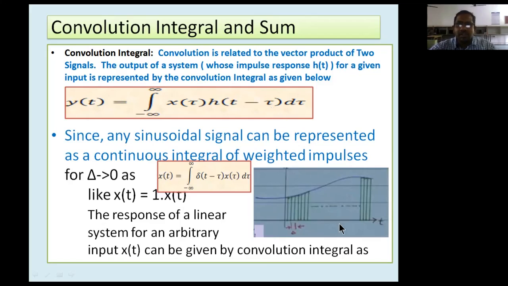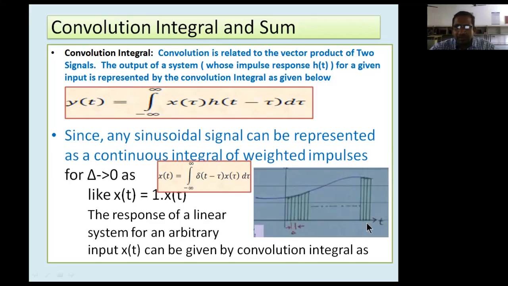That means the response of a system is represented as y of t. That response y of t I can write as equal to x of t convolved with h of t. It is a convolution operation which we can define here. So convolution can be defined as the integral of x of tau into h of t minus tau d tau, where the integration ranges between minus infinity to plus infinity.